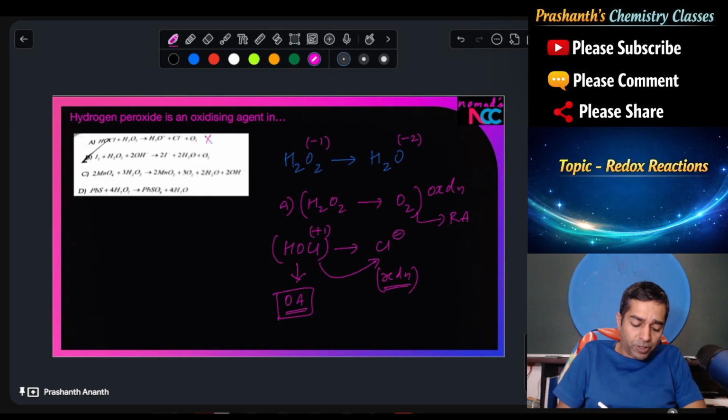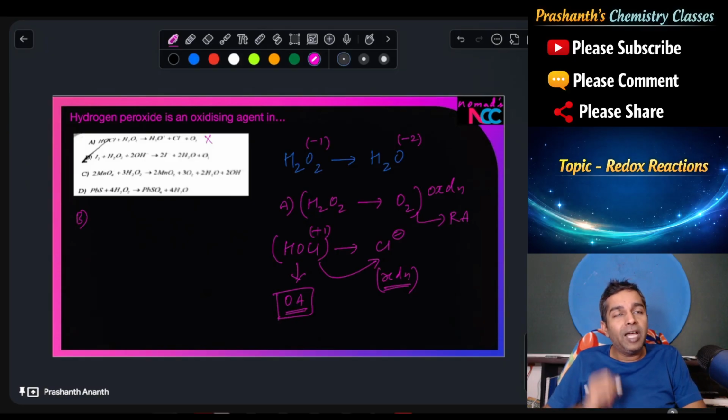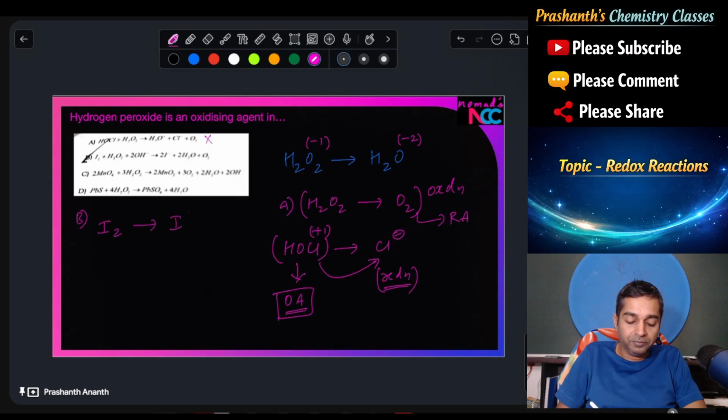Now let's look at option B here. In option B, look at what's happening here. You're going to be having I2 becoming I minus. Correct. So iodine is going from oxidation state 0 to -1. Right. So at the same time, what else is happening over here?